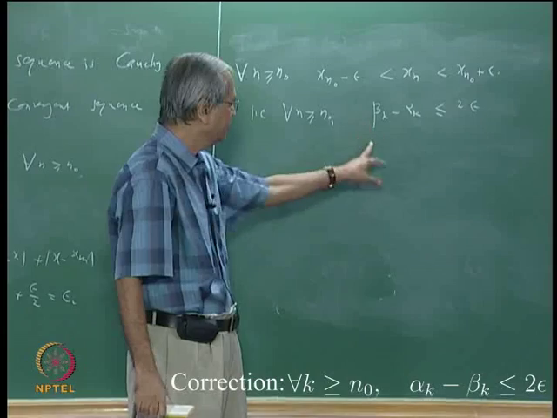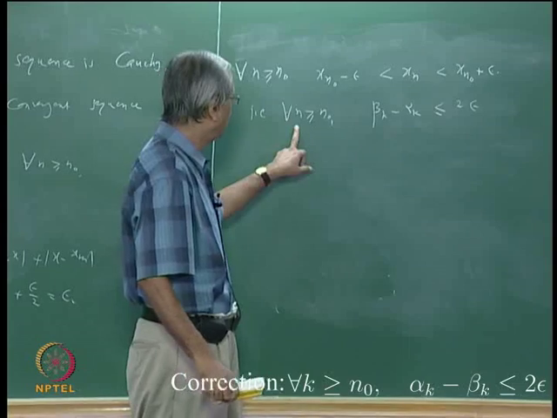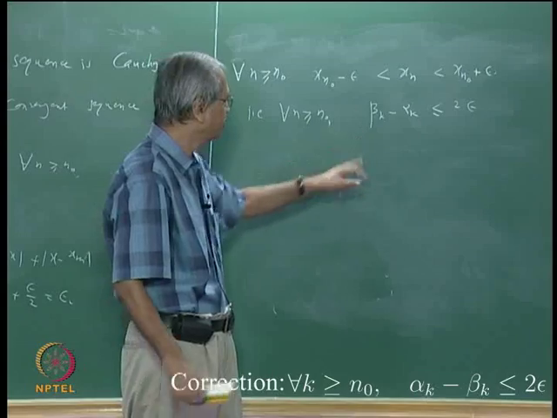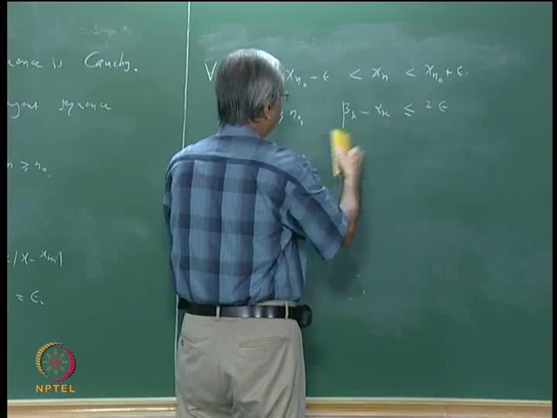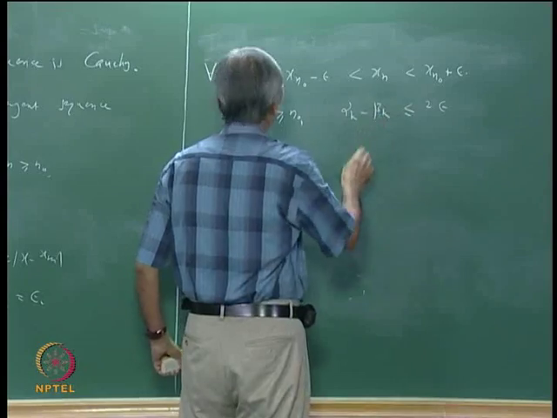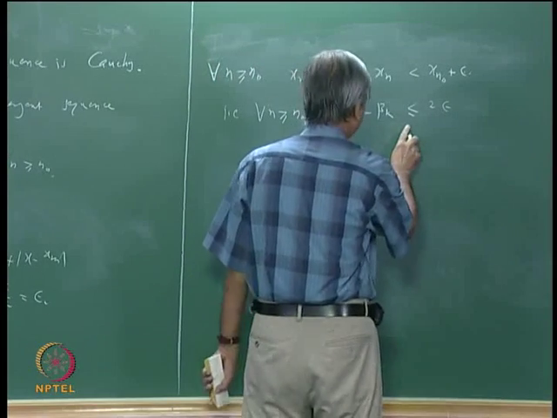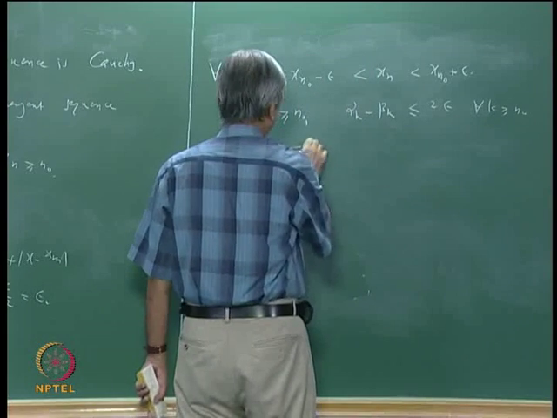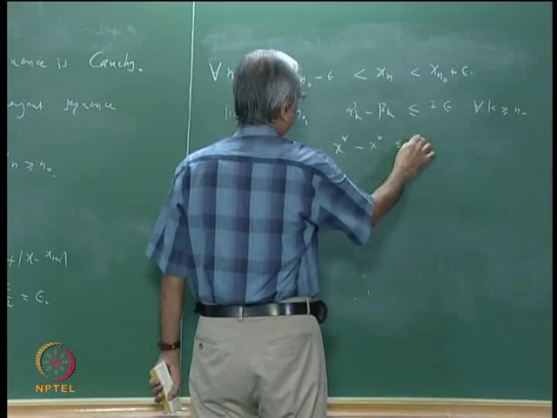Will it follow from here that the difference between limit superior and limit inferior... this is true for all k bigger than or equal to n0. I should have written it the other way, because alpha k is going to be bigger, so alpha k minus beta k is less than or equal to 2 epsilon for all k bigger than or equal to n0. And what does this mean? This means limit superior minus limit inferior is less than or equal to 2 epsilon.